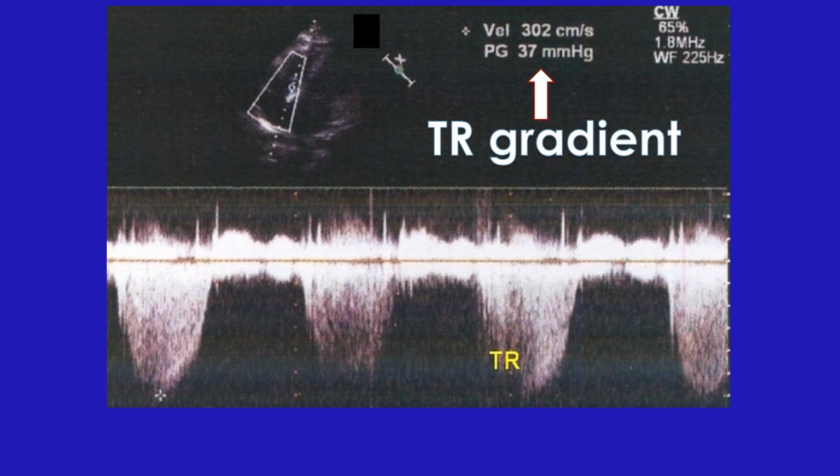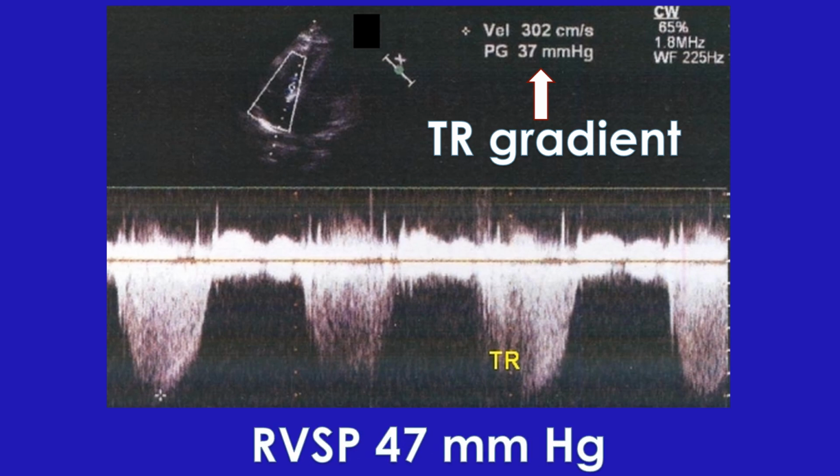Usually, a nominal value of 10 is added to this gradient and mentioned as the estimated right ventricular systolic pressure or RVSP. An elevated RVSP implies increased pressure in the pulmonary artery, known as pulmonary hypertension, if the pulmonary valve is not obstructed.